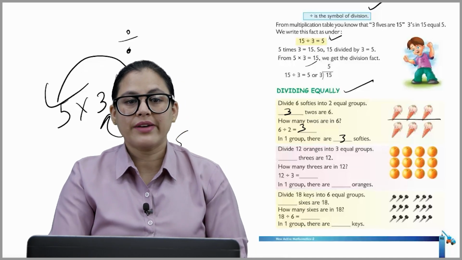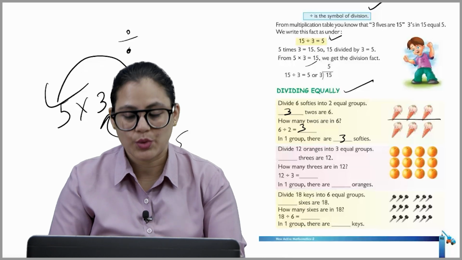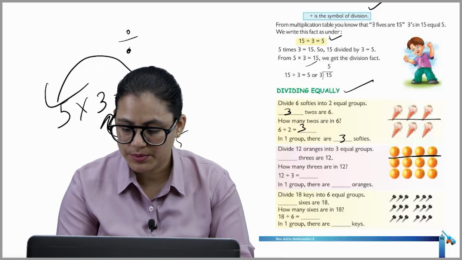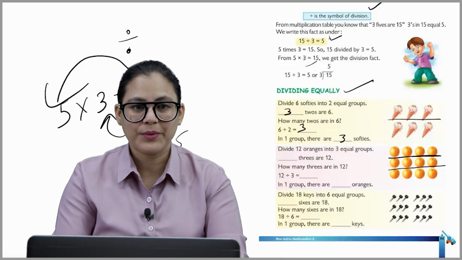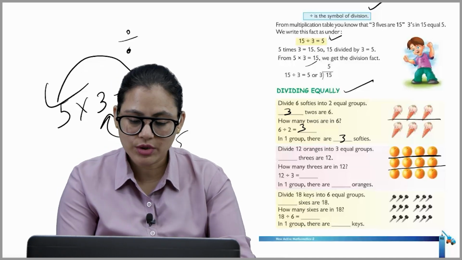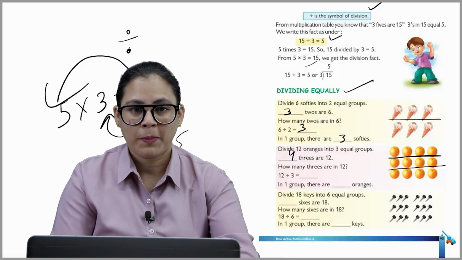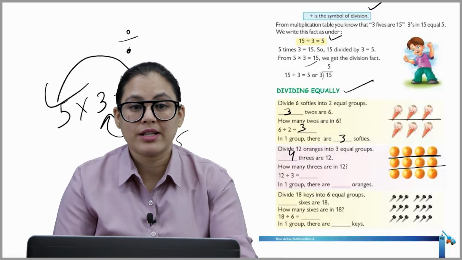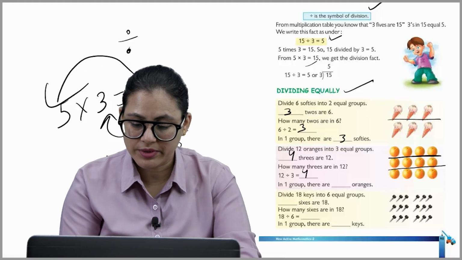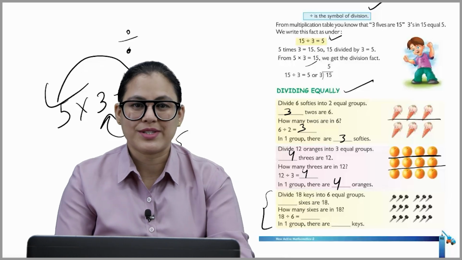Now, divide 12 oranges into 3 equal groups. See, this is one group, 2 groups, and 3. Dash 3s are 12. 4 3s are 12, because there are 4 oranges in one group. How many 3s are there in 12? 12 divided by 3 is equal to 4. In one group there are 4 oranges. Now, next you will do it by yourself.